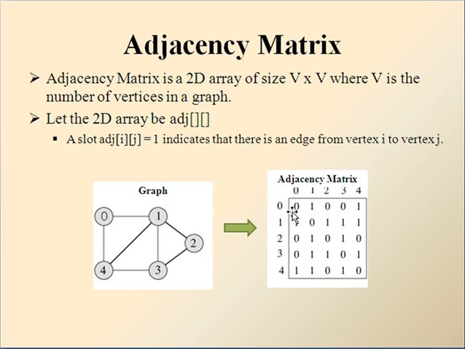So 0 to 0 is not connected. There is an edge between 0 and 1, so we have a 1 here because of this. Also 0 is connected to 4, so we have a 1 here. Consider 3. 3 is connected to 4, 1 and 2. So 3 is connected to 1, here is 2 and here is 4. So this is the adjacency matrix.